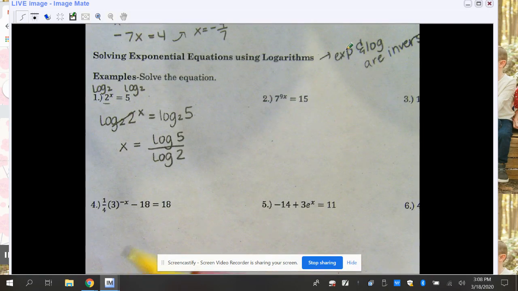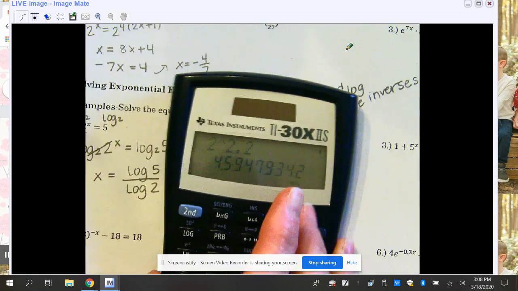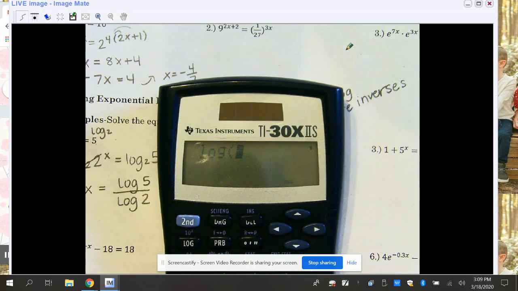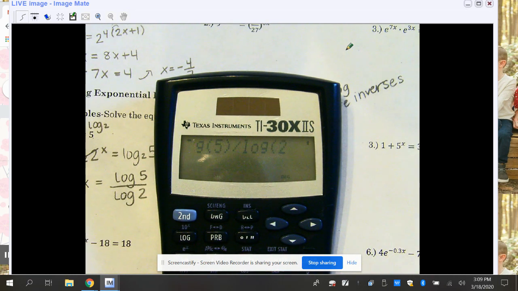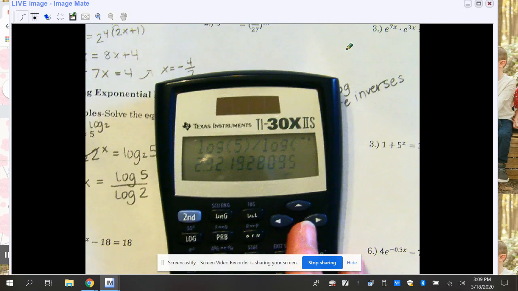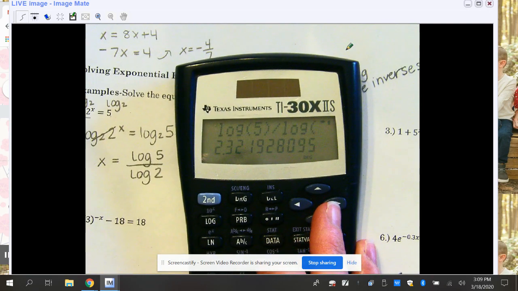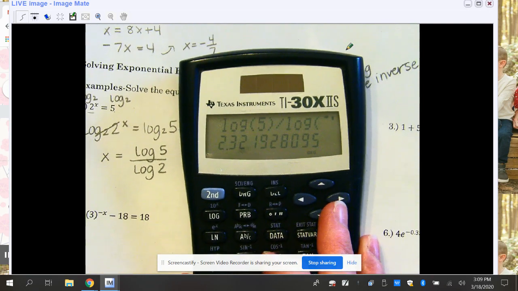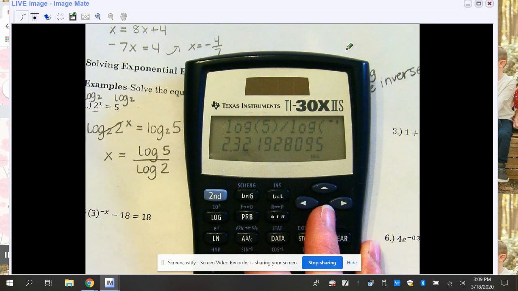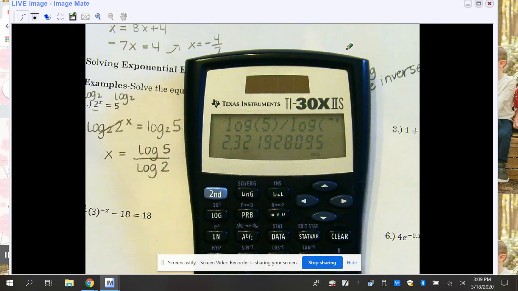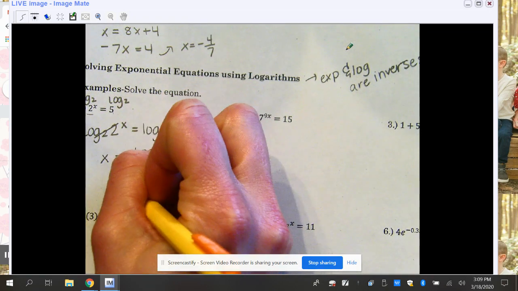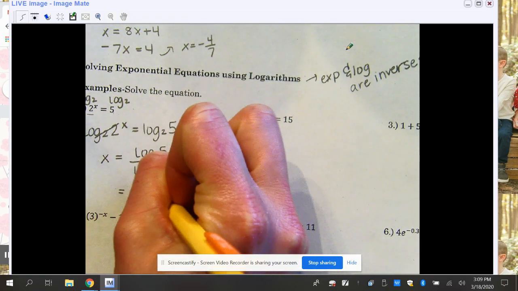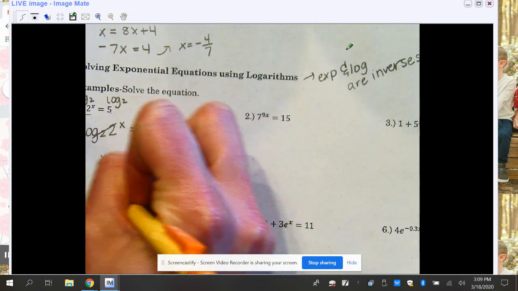And so now I can type that in my calculator. Log base 10 of 5 divided by log of 2. And then that will give us our answer. And so that when we round to the thousandth is going to be 2.322. And that's what our variable will be.